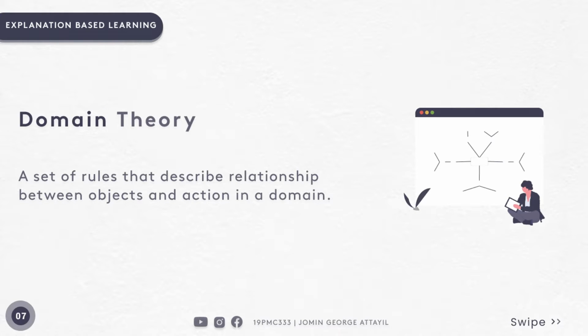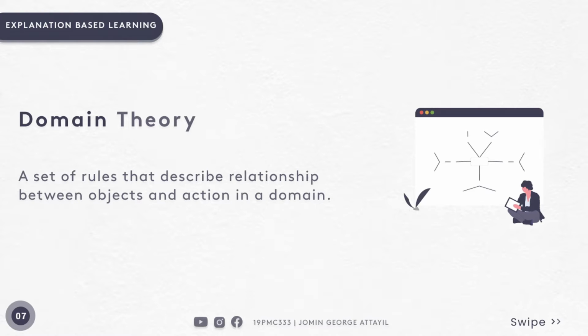And the next one, a very important one, is the domain theory, a set of rules that describe relationships between objects and actions in a domain. That is domain theory. So these four are important concepts that will be accepted by explanation based learning. These four are otherwise called inputs. What are they? First one is goal concept, training example, operational criterion, domain theory.